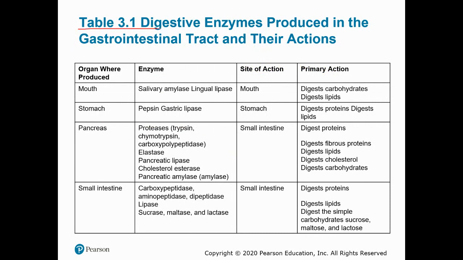Here's an overview of all the digestive enzymes, table 3.1. I'll leave this for you to review. We've kind of talked about all of these. The only ones we haven't so much would be some of these specific proteases, but note that there are three different proteases. I didn't mention elastase or cholesterol esterase, and I didn't mention carboxypeptidase, aminopeptidase, or dipeptidases. But what you'll see there, peptide, again, is referring to protein, so they're digesting proteins. And then sucrase, maltase, and lactase, we are going to revisit these in the next chapter. These are enzymes that are digesting the second simplest sugars, and they're going to break them down into the simplest sugars.